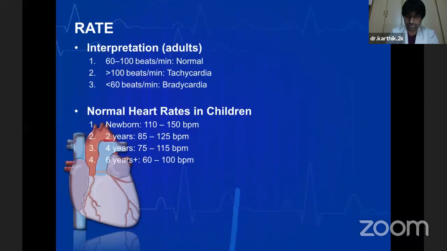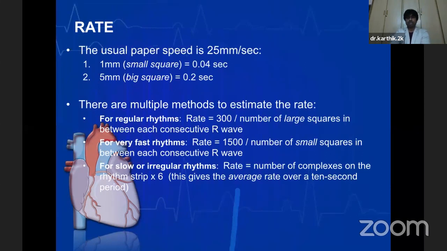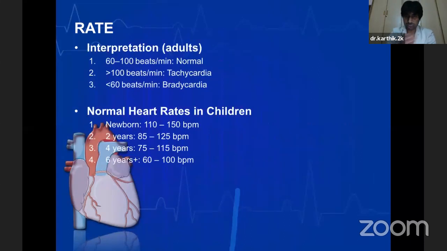Now, why do you need to calculate the rate of the heart? It is very important to know whether the person's heart is beating within the normal range, or is it too fast, or is it too slow. To know that, you should know what is the normal range of the heartbeat. The heart beats at 60 to 100 beats per minute in an adult, and anything more than 100 is considered as tachycardia, and less than 60 beats per minute is considered as bradycardia.